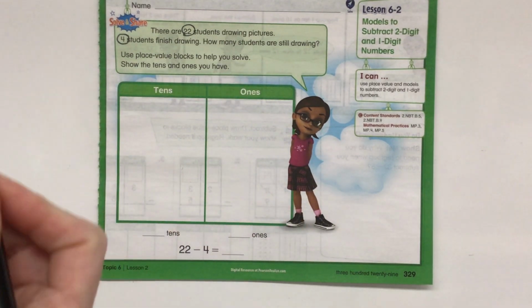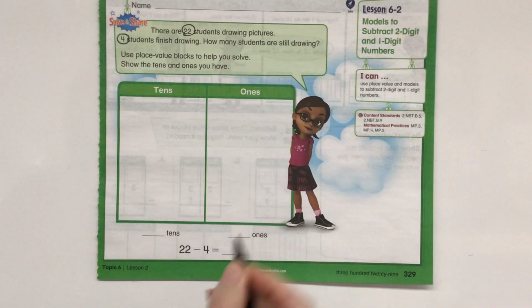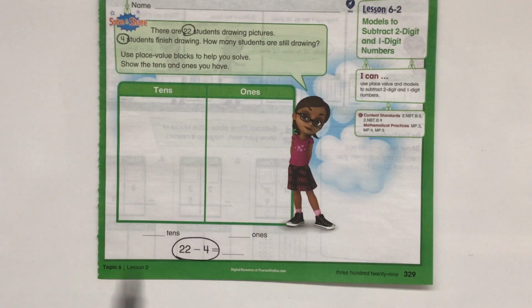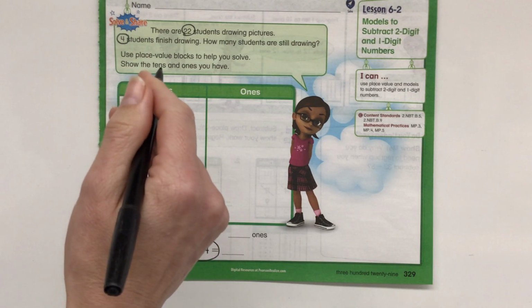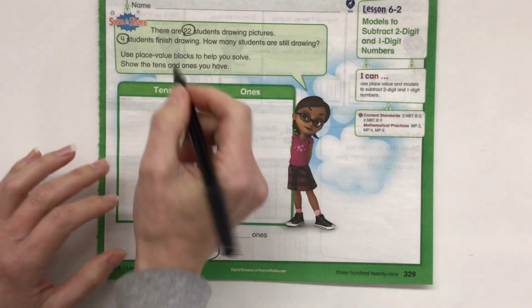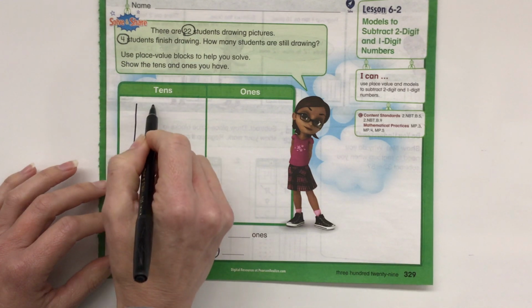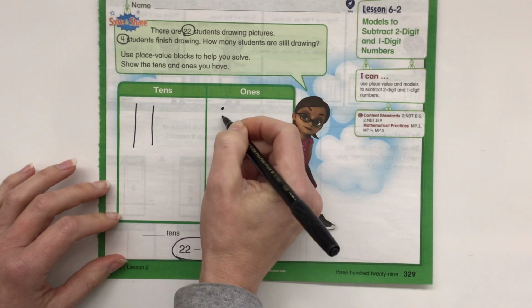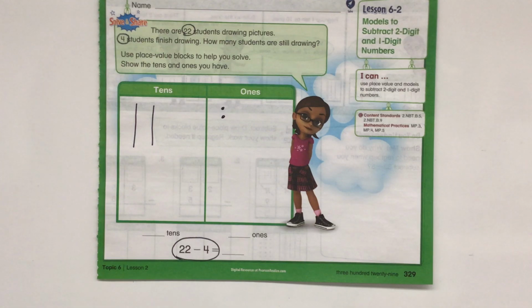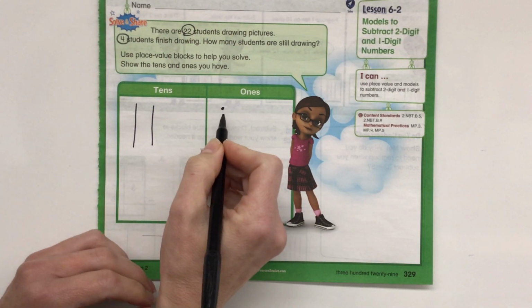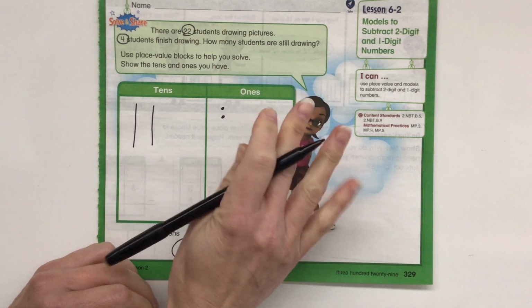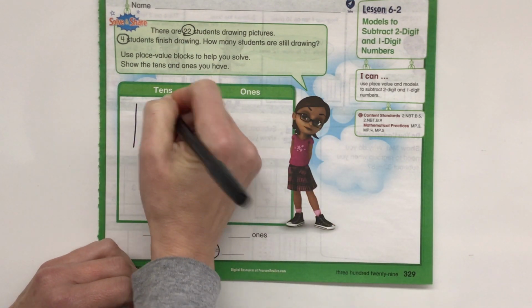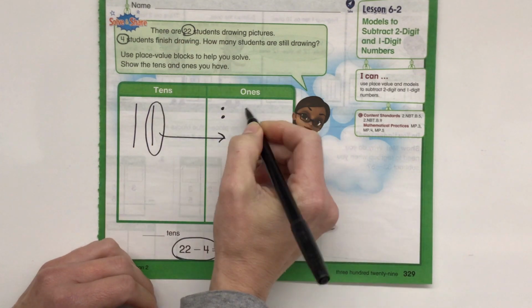So what we're going to do on this one here, our real equation is right here, 22 minus 4. So what we're going to do is do 22 minus 4, okay? So I have 22, 10, 20, 1, 2. Okay, we have 22. We have to subtract 4. I cannot subtract this. So I can do 1, 2, but I can't subtract 4 ones. So we have to unbundle and regroup this into 10 ones.